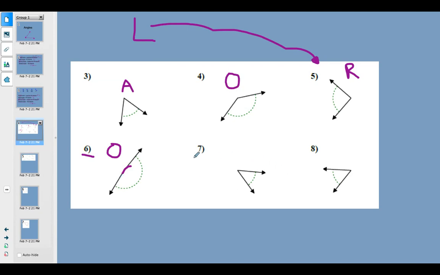What about this angle? Number 7. If you take a look at it, is it acute and tiny? Is it nice and large? Or is it a right angle? If you said acute, you were correct. And last but not least, take a look at number 8. Is this angle acute? Is it obtuse or is it a right angle? Use the examples above to kind of help you figure it out. This would be an acute angle.